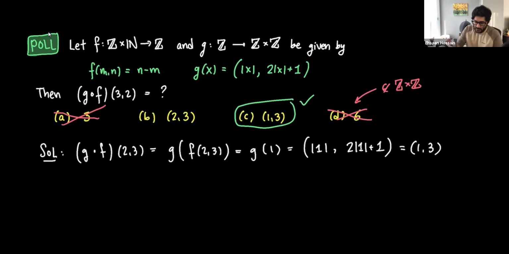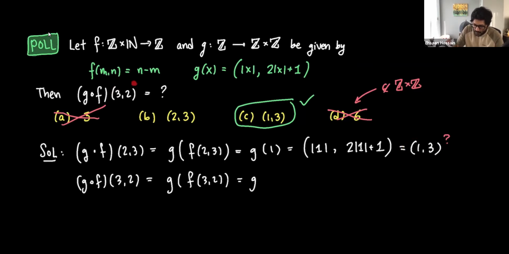Oh, I plugged in the wrong number? Wonderful. Okay, so let's do the other way around. Whoops. But you guys know how to do it. It's coincidentally giving me the same answer. I think that's a complete coincidence. Let's try the other way. So f of 3, 2 is going to be 2 minus 3, right?